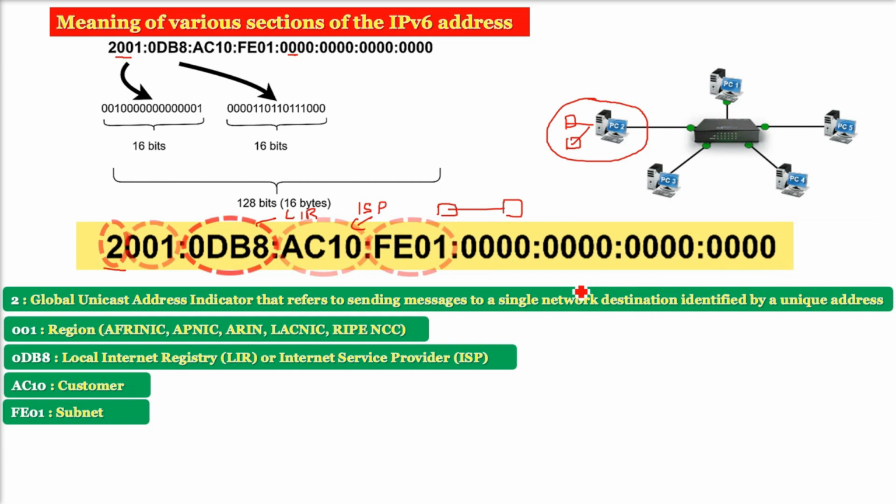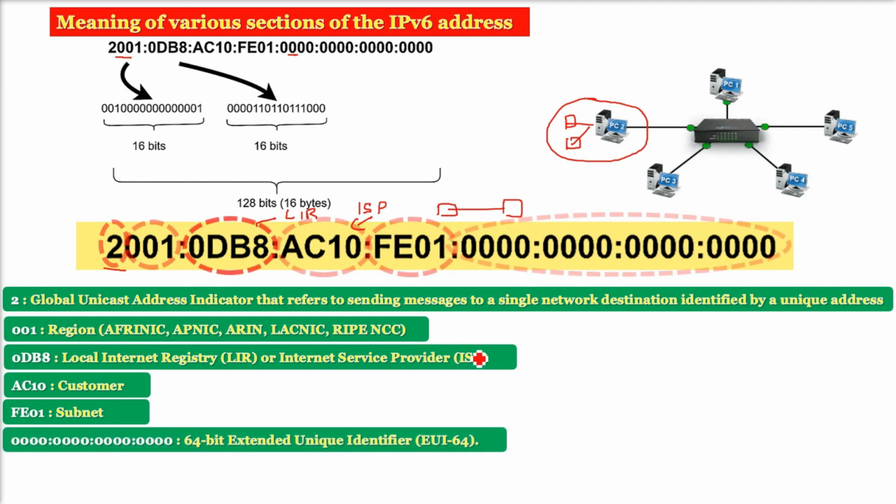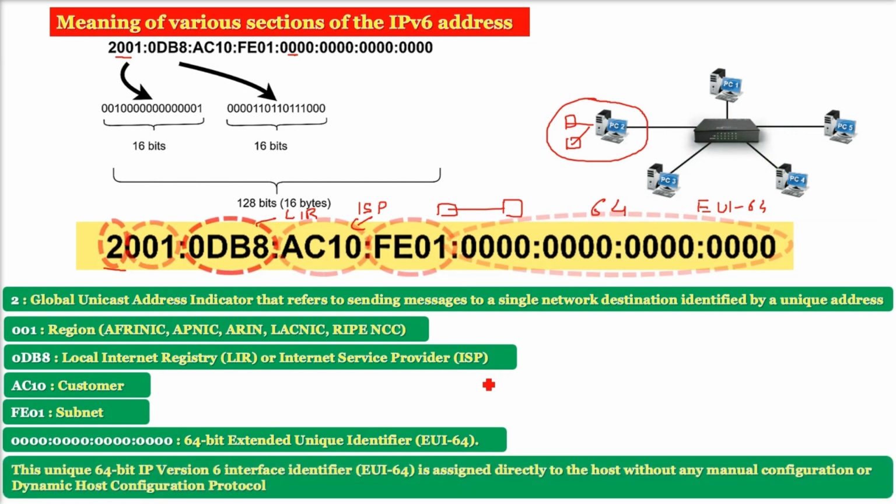After that we have 4 more hexadecimal numbers separated by colons. This whole is a 64-bit Extended Unique Identifier, EUI-64, and this is especially for your computer, your system. EUI-64, a 64-bit IP version 6 interface identifier, is assigned directly to the host, that is your computer, without any manual configuration or even DHCP. You don't have to do DHCP or manual configuration. It is assigned like that. So this final part is called EUI-64. That is how you can remember.